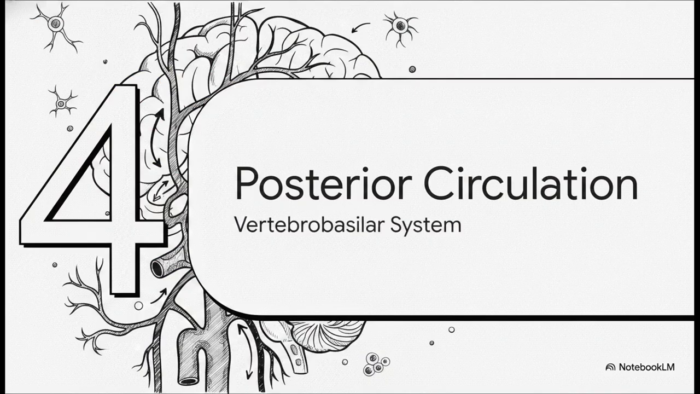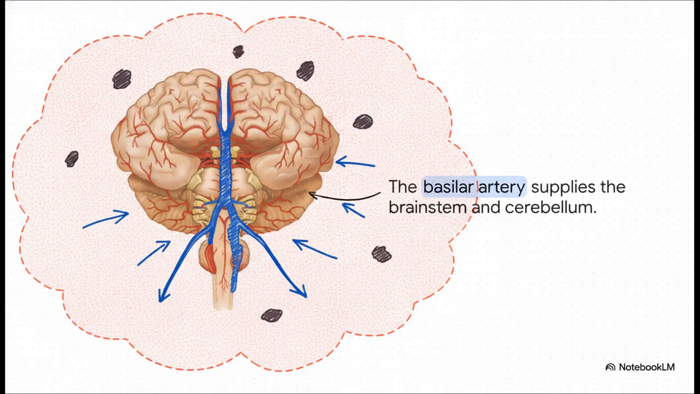Let's travel to the back of the brain now for Section 4, mapping posterior circulation. The entire brainstem and cerebellum rely heavily on this single basilar artery, right in the center. You can see it's formed by the two vertebral arteries joining together at the pontomedullary junction. And from this central trunk, you have countless tiny branches diving directly into the brainstem. This is a massive vulnerability. A single clot in that basilar artery can devastate the brain's most fundamental life support centers.